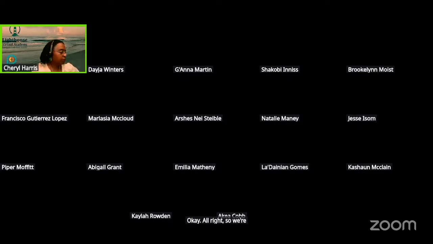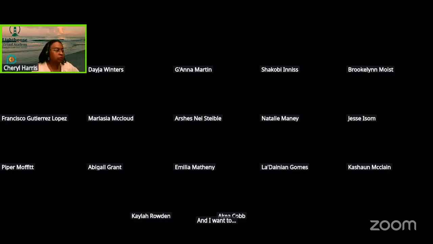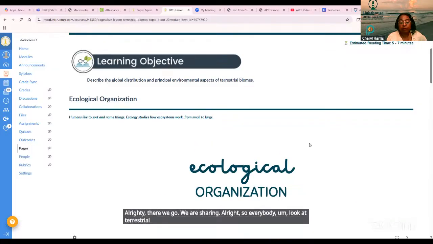All right. So we are going to first look at, I did want to go back before to make sure we wrap up terrestrial biomes first before we go on to aquatic. And I want to look at the map and make sure that you know how to use this map. Okay. And it's going to share in a minute, I think. I don't know. The computer is doing what it wants to do. All right, there we go. We are sharing. All right, so everybody, look at terrestrial biomes first.